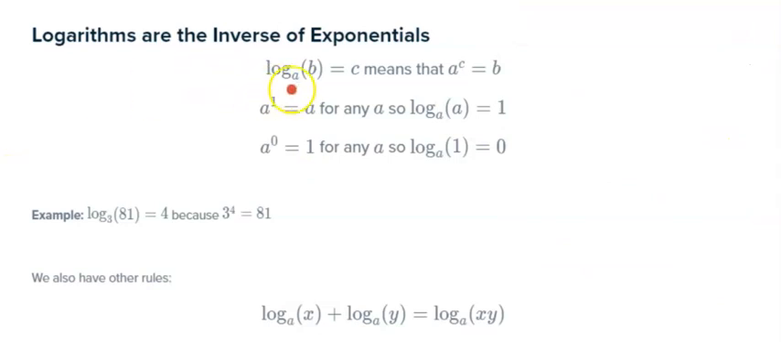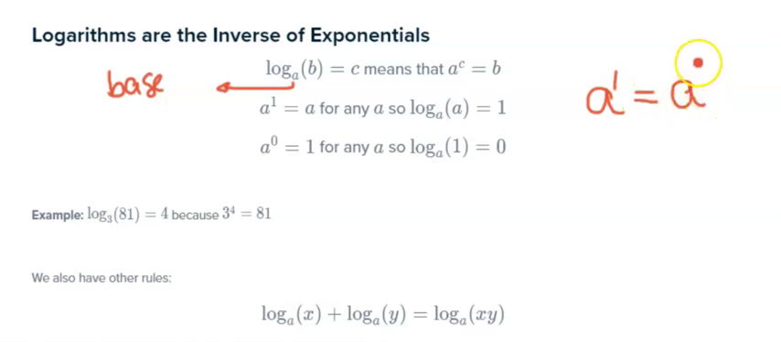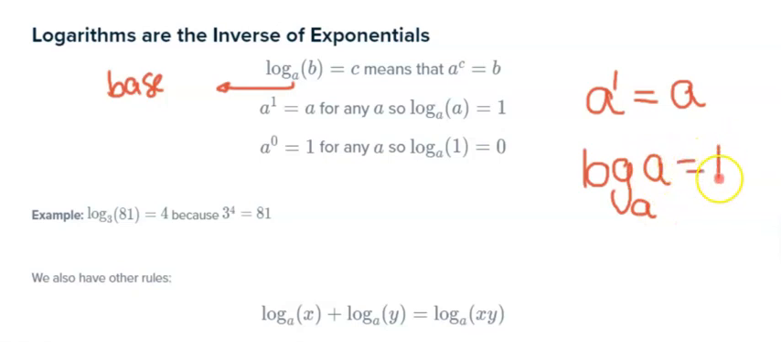This thing here is the base, so the base here is a. The base can be any number: 1, 2, 3, 4, 5, 1.5, anything. Now, a to the power 1 is the same as a. If we take the log of that, there's a rule: if the base is equal to the number, the answer is 1. If they both are equal, the answer is 1.